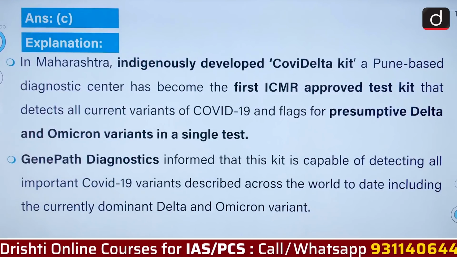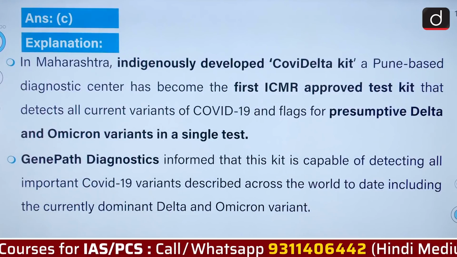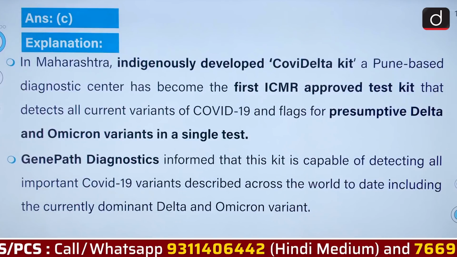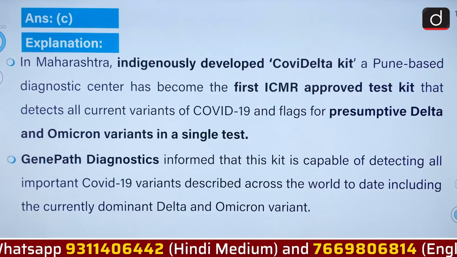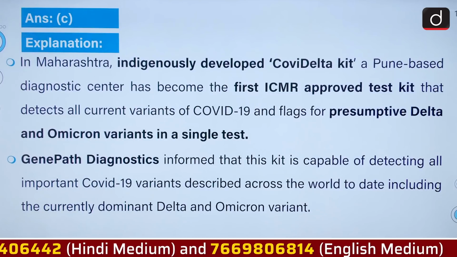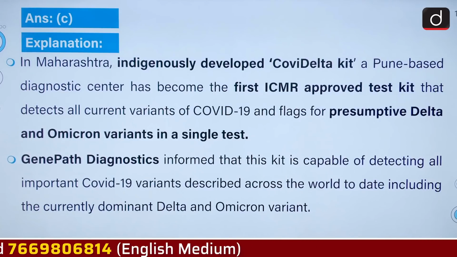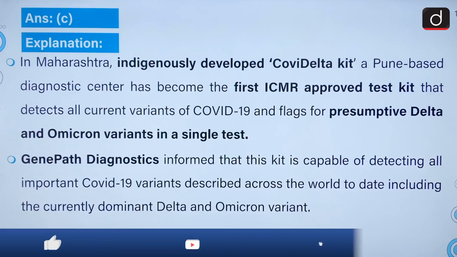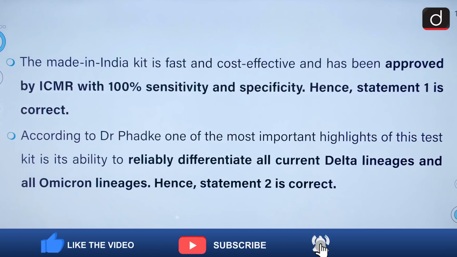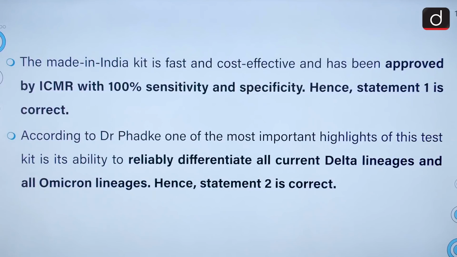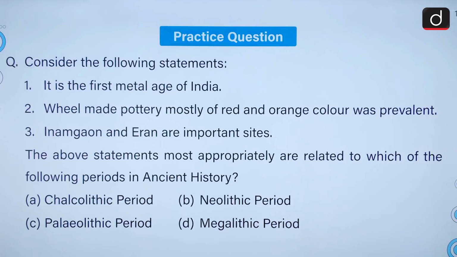In Maharashtra, the indigenously developed CoviDelta kit, by a Pune-based diagnostic center, has become the first ICMR-approved test kit that detects all current variants of COVID-19 and flags for presumptive Delta and Omicron variants in a single test. GenePower Diagnostics informed that this kit is capable of detecting all important COVID-19 variants described across the world to date, including the currently dominant Delta and Omicron variants, and this made in India kit is fast and cost effective. It has been approved by ICMR with 100% sensitivity and specificity. Moving on, according to Dr. Phadke, one of the important highlights of this test is the ability to reliably differentiate all current Delta lineages and Omicron lineages.